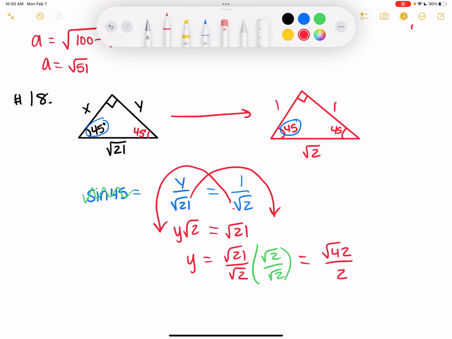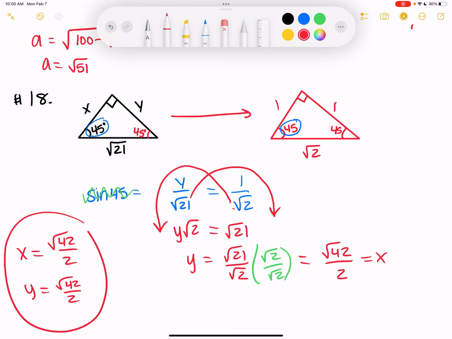Okay, so that's equal to y, but because it's a 45, 45, 90 triangle, that also is what x is equal to. So x equals the square root of 42 over 2, and y equals the square root of 42 over 2. They won't all be this easy. Which is sad.